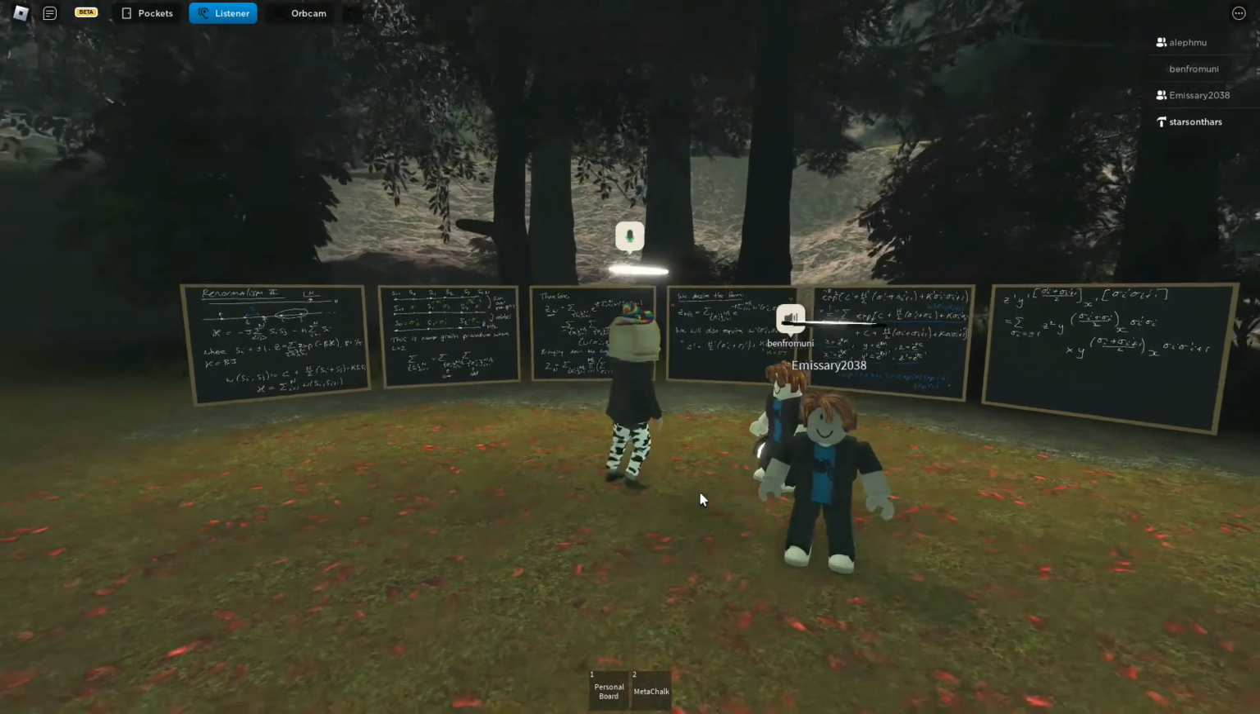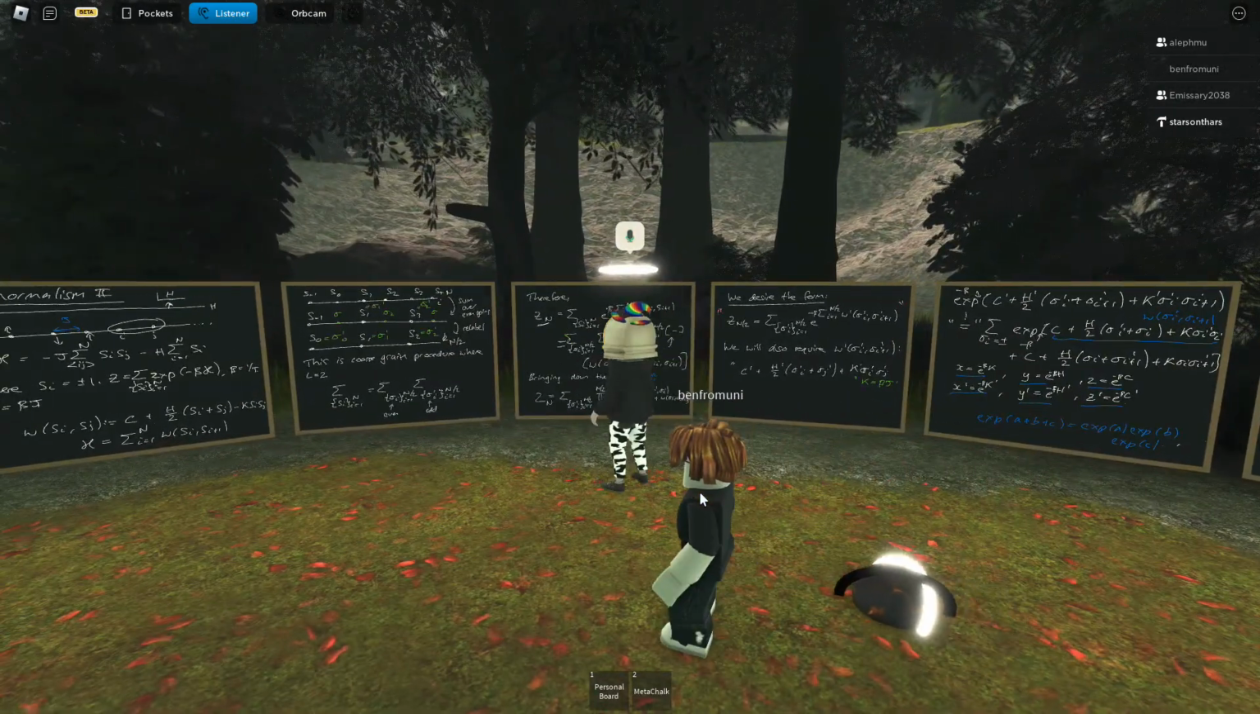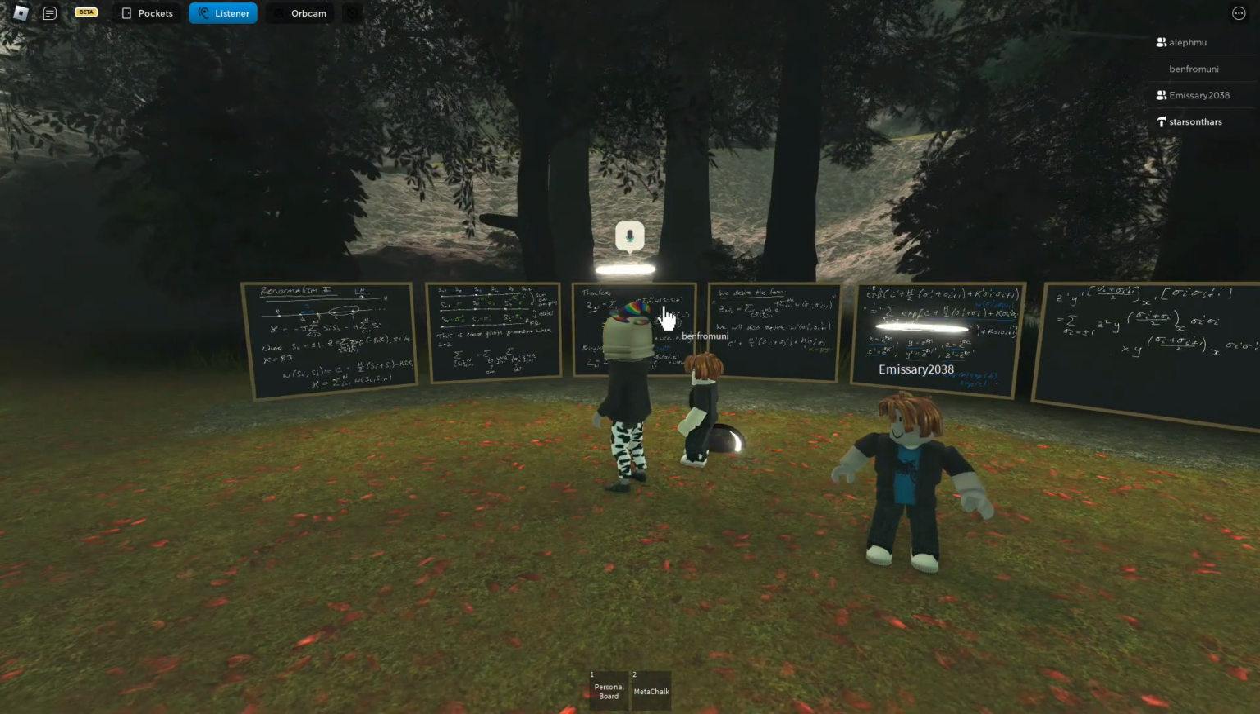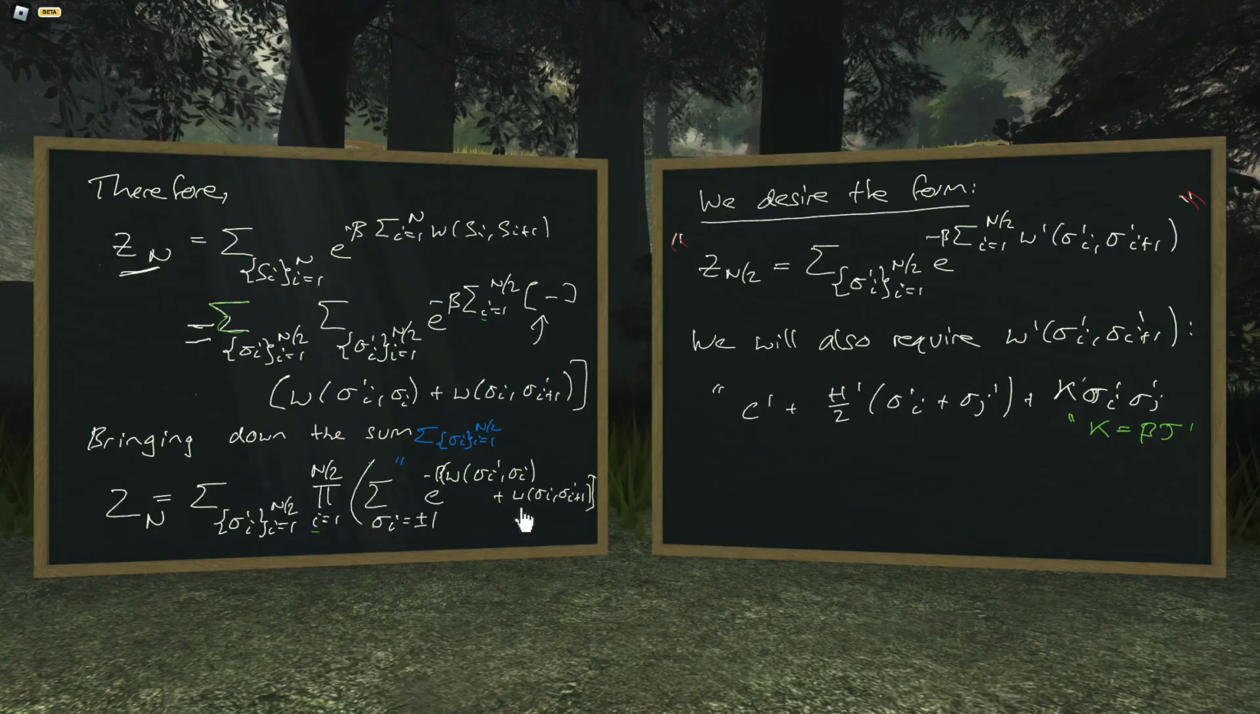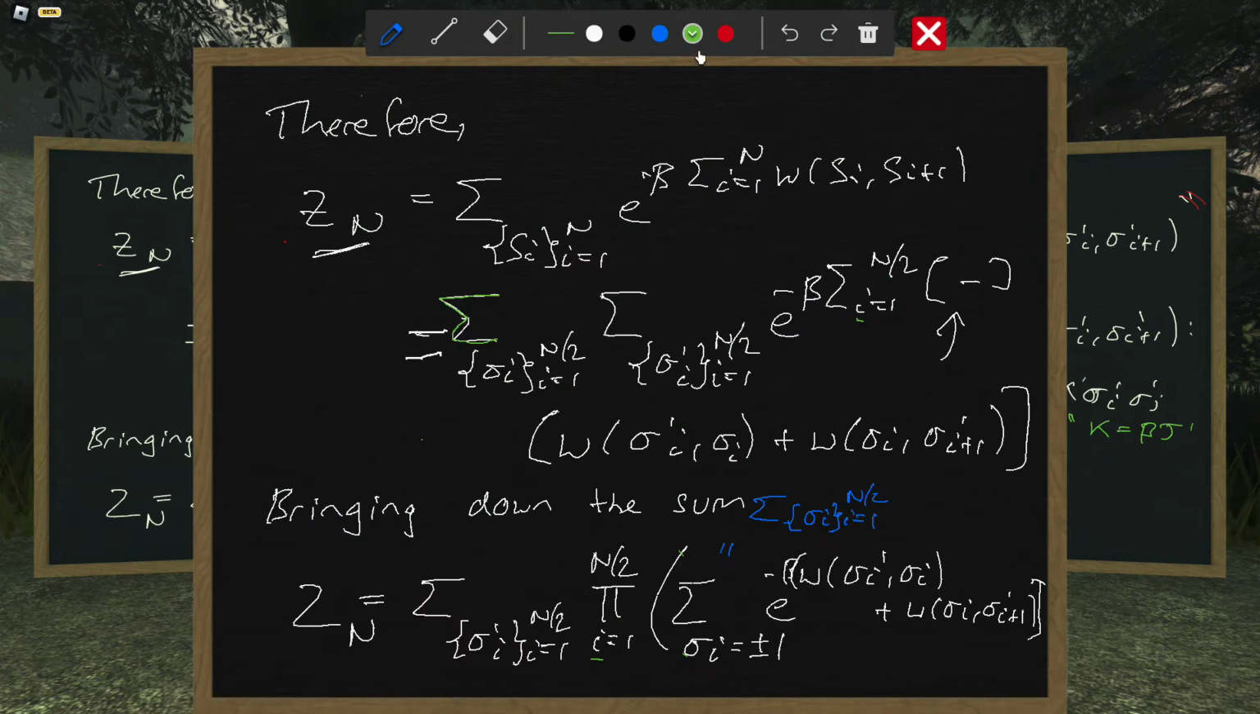Come back over here, Ben, to this board. Zn, the partition function, this is the crucial equation. This is what he's working on. So he's looking at this, and he nested the sum over all configurations into a sum over configuring half the spins and then the other half. And then he's operating on this inner sum and trying to turn it into something that looks like e to the minus beta stuff. Yep.